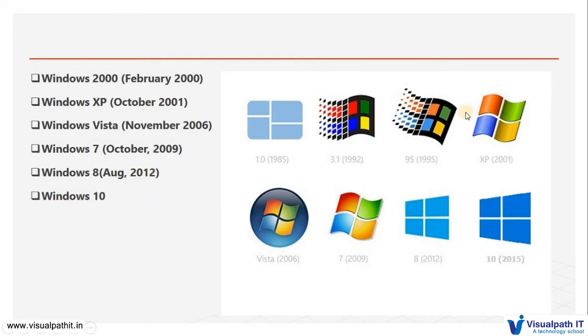As you can see, these are the logos as per version. 1.0 was released in 1985. The logo is this, the logo is this for 3.1, 95 is this, XP logo is this, Vista is this, 7 is this, 8, and after that 10. Okay, so these are the versions which Microsoft released till today. Okay, so let's discuss the recently released version, Windows 10.